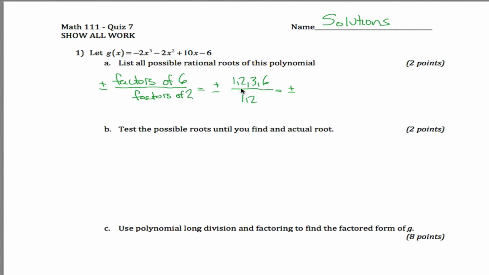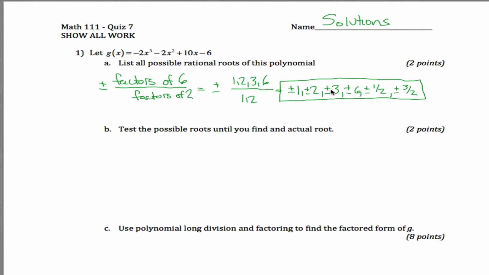So my possibilities are plus or minus 1 if I do the 1 divided by 1. Plus or minus 2 if I do 2 divided by 1. Plus or minus 3, 3 divided by 1. Plus or minus 6, 6 divided by 1. Plus or minus 1/2 if I do this 1 divided by this 2. 2 divided by 2 would be 1, but I already got that on my list. 3 divided by 2, plus or minus. And then finally 6 divided by 2, but that's just 3 and it's already on my list. So here's all your possibilities.